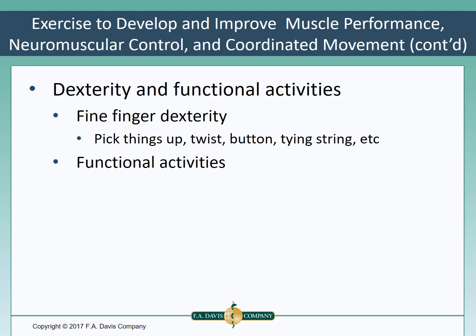And then again, towards the end, now that we've got the gross function, we really want to work on getting that dexterity back. So working on fine finger dexterity, picking things up, twisting, buttoning, tying strings, etc. And then working towards functional activities. So that's your end phase of rehab. What is the goal that the patient wants to get back to? Let's start practicing those things, knowing that with some of the progressions, the larger the thing is that you want to pick up for fine dexterity, the easier it is. The smaller the thing gets, the more and more challenging it becomes. So you can use that to your advantage to help set up success for your patients as they get to the end of their rehab.